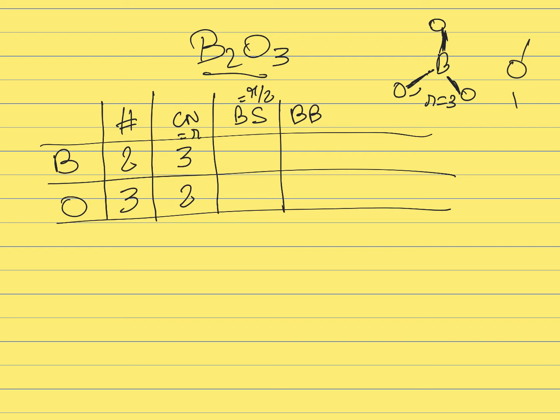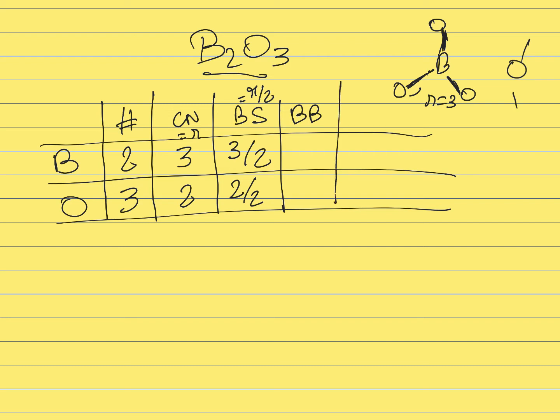So in the case of boron, the coordination number is 3 divided by 2. That gives you 3/2. In the case of the oxygen, you have a coordination number of 2 divided by 2, so that gives you 1 bond stretching constraint per oxygen atom.